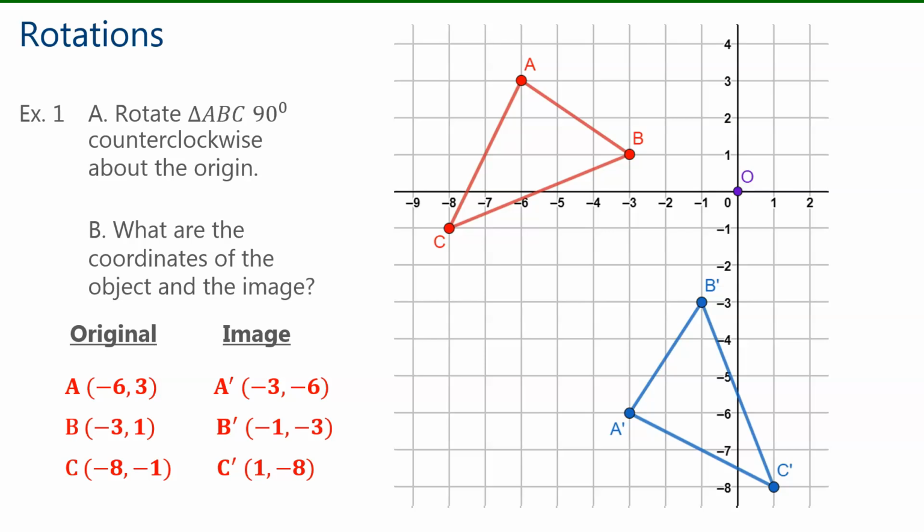Because we're rotating about the origin, the coordinates in the image will always have the same 2 numbers as were in the original, but they may be in a different order or be positive or negative. But that's always a good check to see if you've done this correctly. For example, if A prime ended up being (-2, -5), you would know that you drew it incorrectly because there is no 2 or 5 in the original.